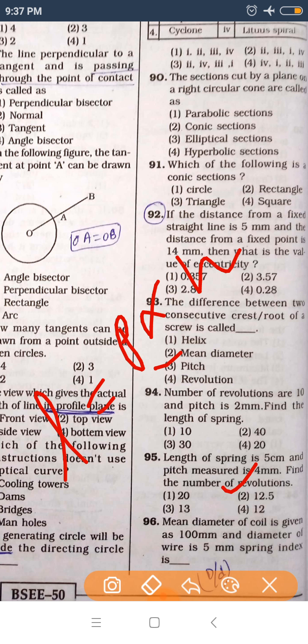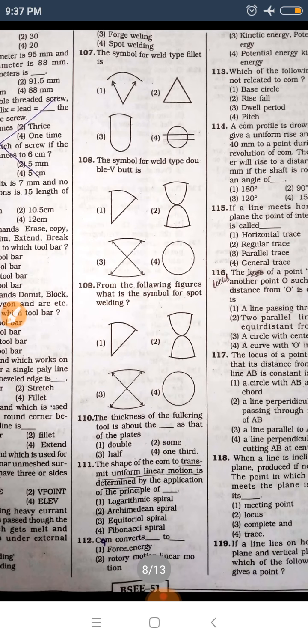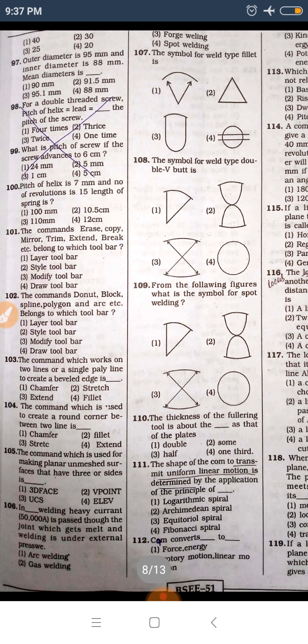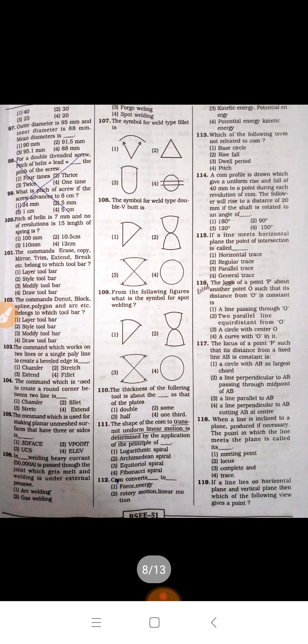Mean diameter of coil is given as 100 mm and diameter of wire is 5 mm. Spring index, we know, is capital D by small d. The answer will be D.